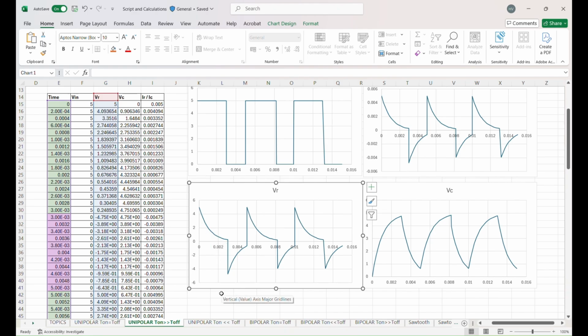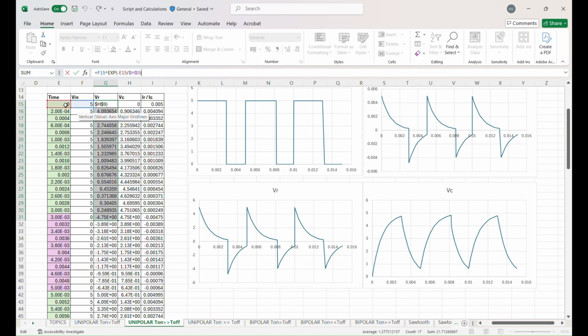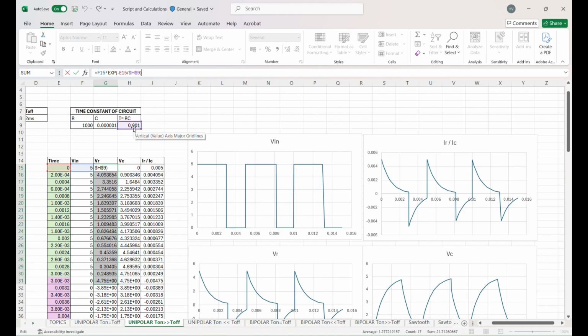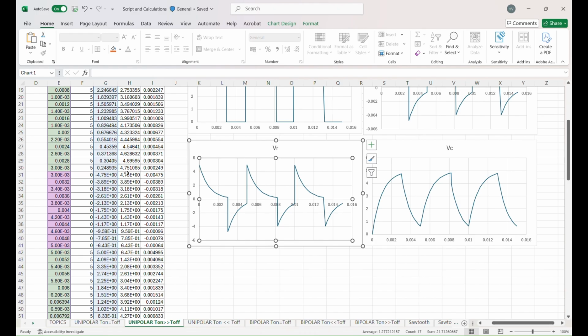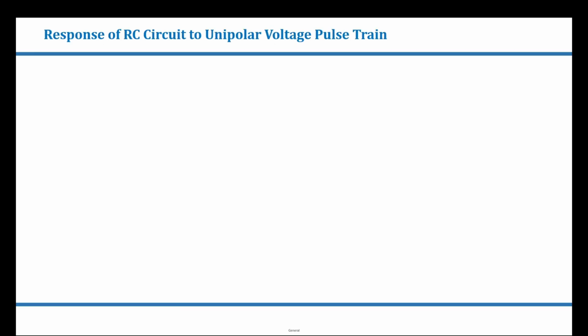On considering 200 microseconds intermediate points, here we can see for every 200 microseconds, the voltage across resistor is calculated, and this is the real time, and this is the calculated voltage across resistor using the formula, which is equal to V in into e to the power minus t by RC. RC is equal to multiplication of R and C. Now on plotting this, we can see the nature of the voltage across resistor.